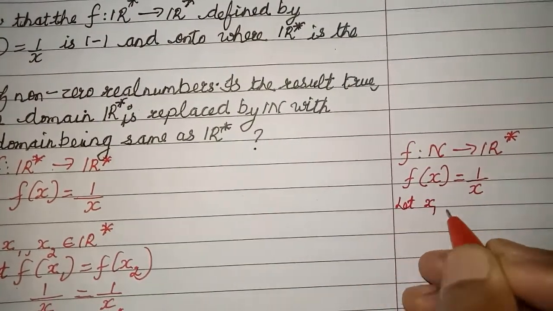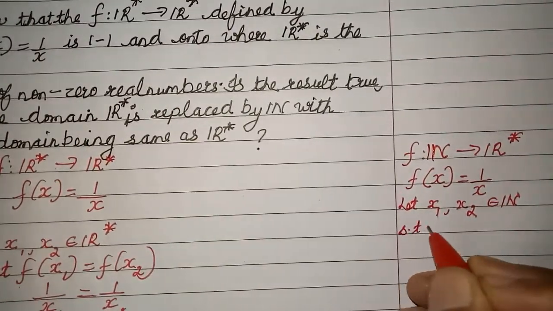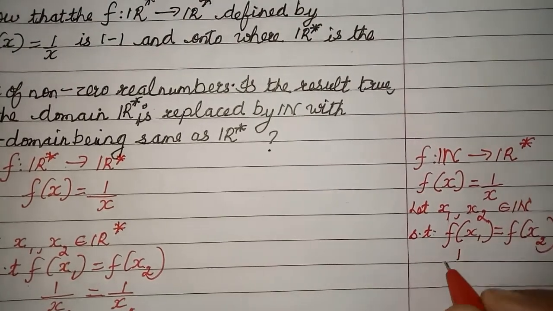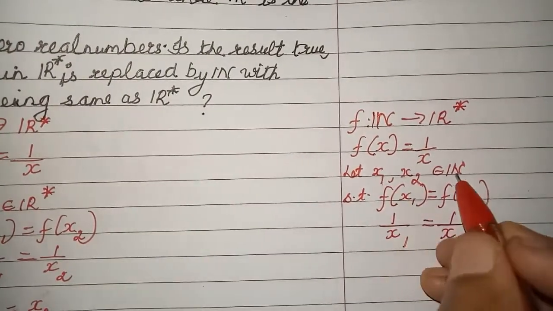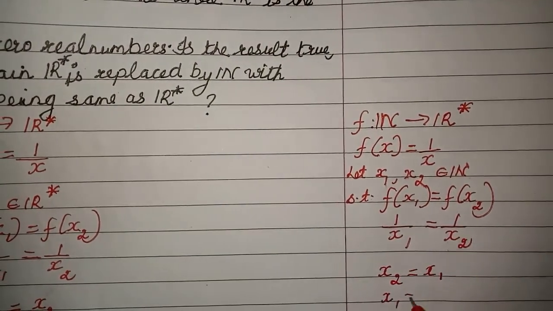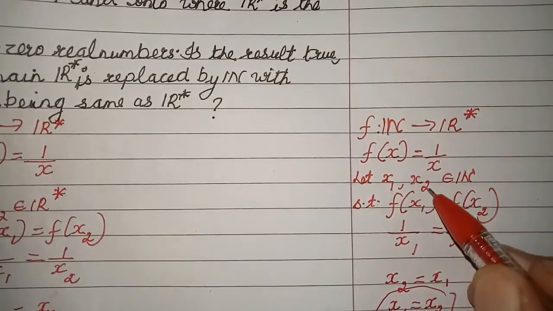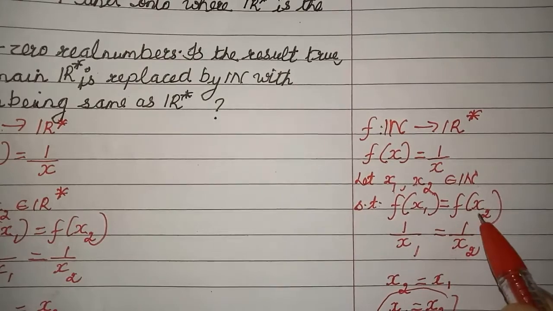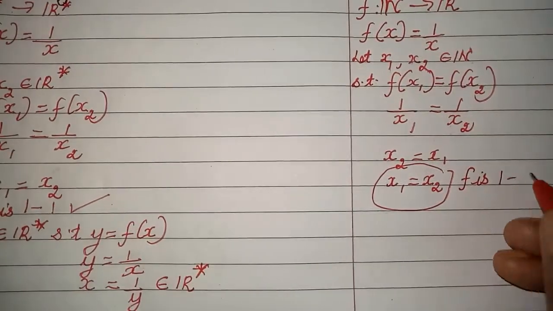I am going to start with x1, x2 belonging to my set of natural numbers, such that f of x1 is equal to f of x2. So what will happen? 1 upon x1 will be the same as 1 upon x2. Now x1, x2 are natural, so denominators are non-zero, so I can cross multiply. So x1 equal to x2. That means what did I get? I have started with two elements from my domain, and I am able to prove that if these two elements have the same images, then the elements are same. So my function turns out to be one-one.